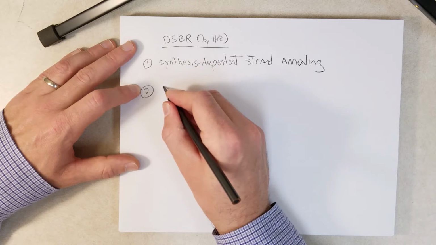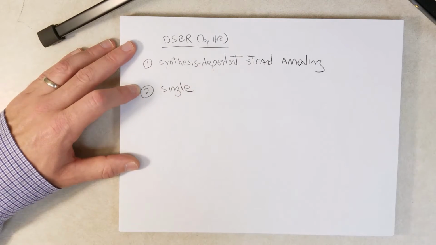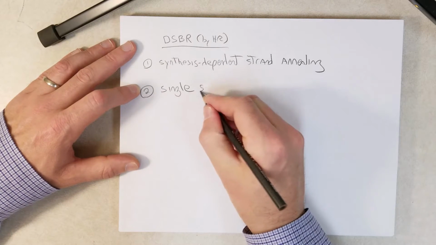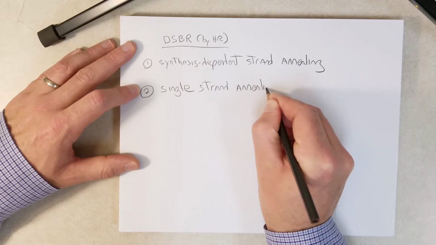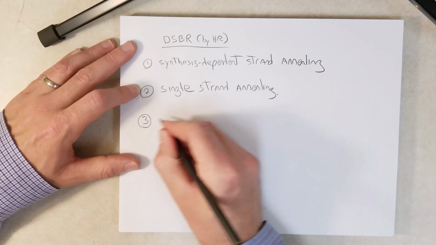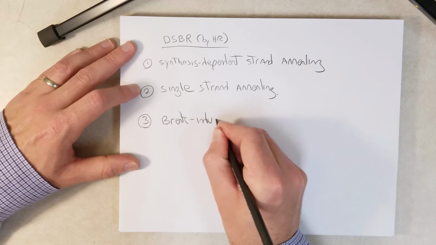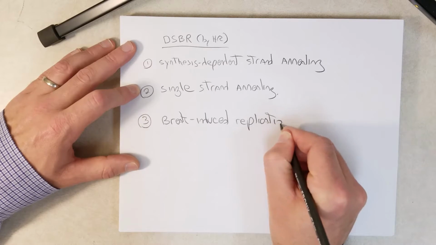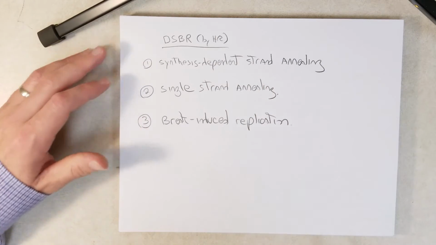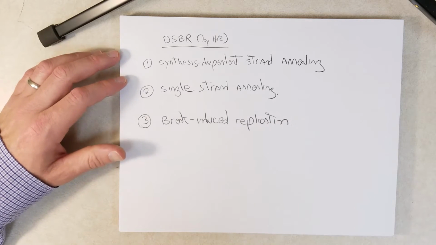We'll also talk about single strand annealing, and break induced replication. So these are three other mechanisms that can repair double strand breaks in DNA.